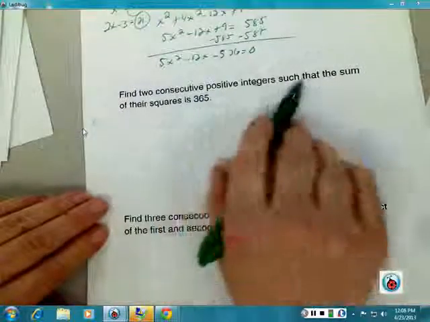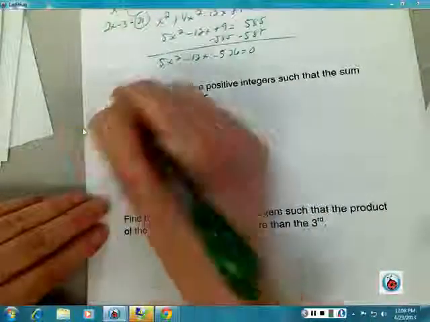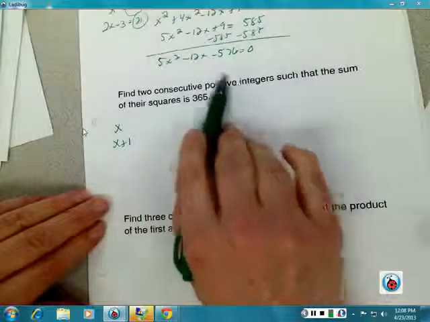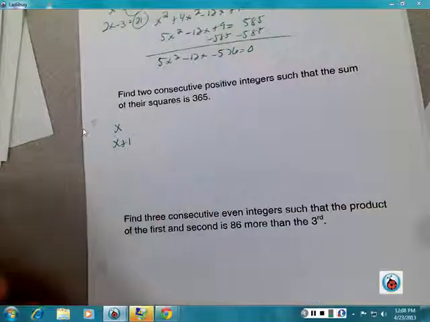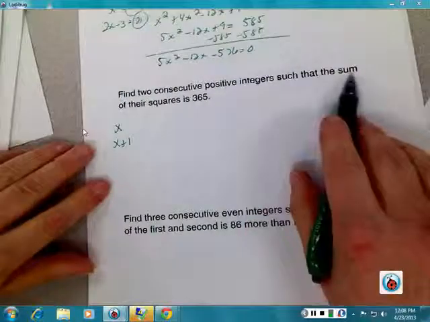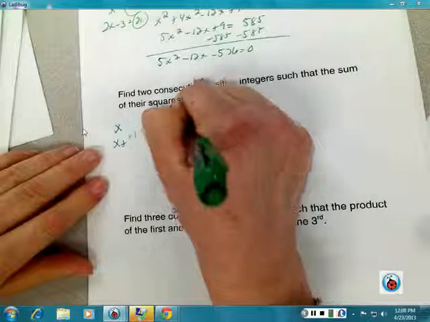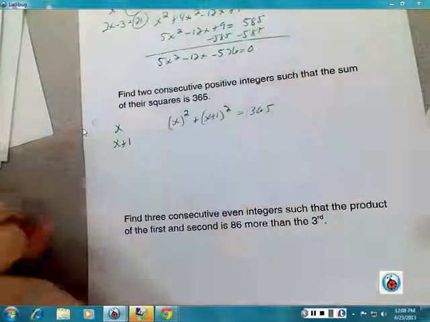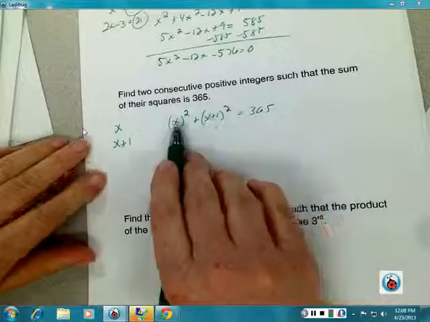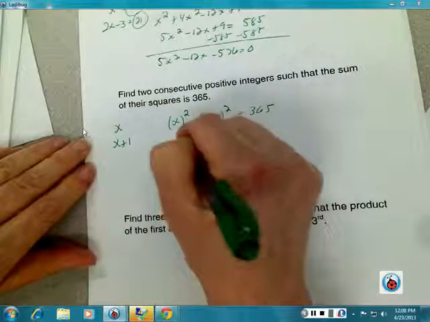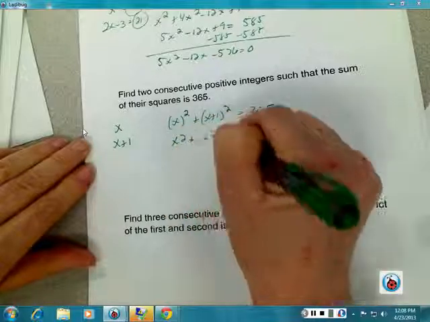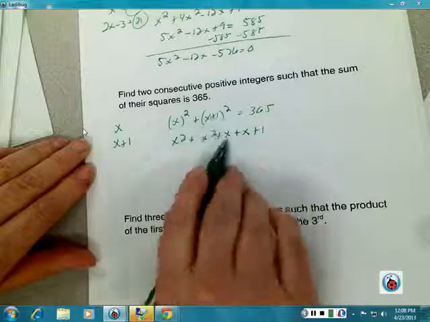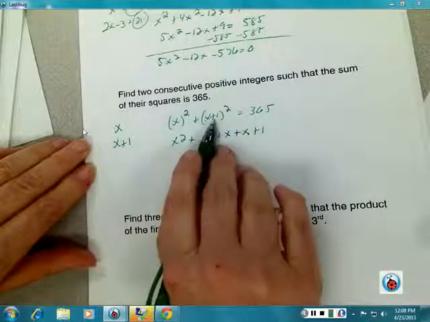Two consecutive positive integers. So that means I have x and x plus 1. Positive meaning I only want positive values to come out of this one when I work it out. And it says their sum, so I'm doing the exact same thing as I did up above. And again, you square this piece, and we get x squared plus x plus another x plus 1, because x times 1 is x, and 1 times x is x, and 1 times 1 is 1.